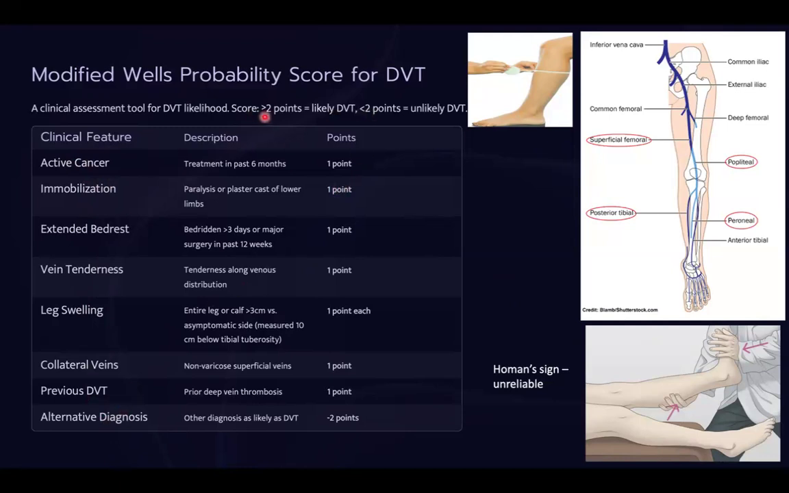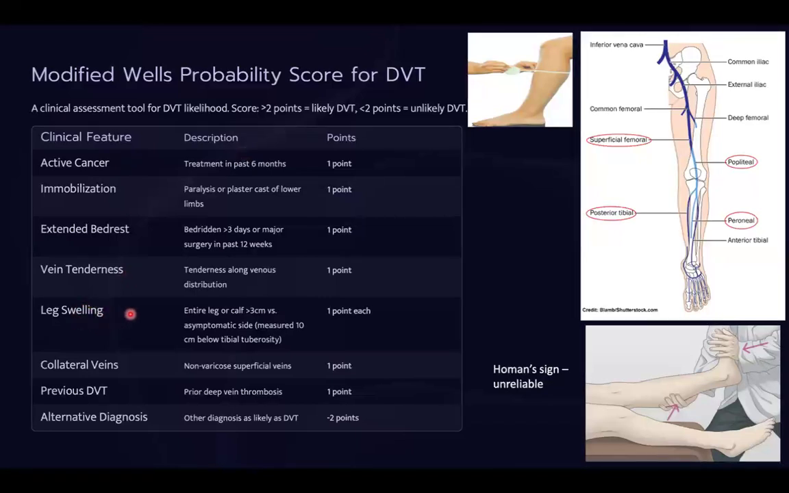So you can see there our cutoff point has to do with 2. If they've got a score of 2 or more, then that's likely to be a DVT. If they've got a score of less than 2 points, that's unlikely to be DVT, and we'll run through those algorithms in a minute. So let's just look at the kind of things that are going to give us points. Somebody who's got active cancer or has had treatment within the last 6 months, somebody who's immobilized, for example, due to paralysis or a plaster cast of the lower limbs after a fracture, somebody who's bedridden for whatever reason for more than 3 days, or who has had major surgery in the past 12 weeks, anybody who's actually got vein tenderness as you feel along that venous distribution.